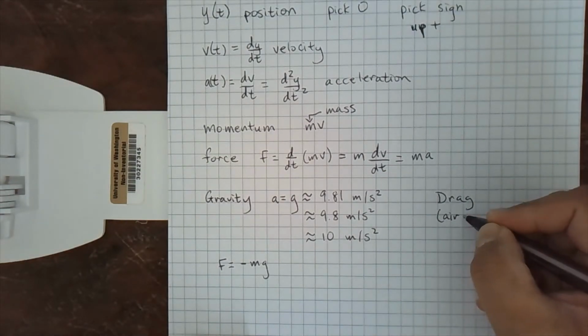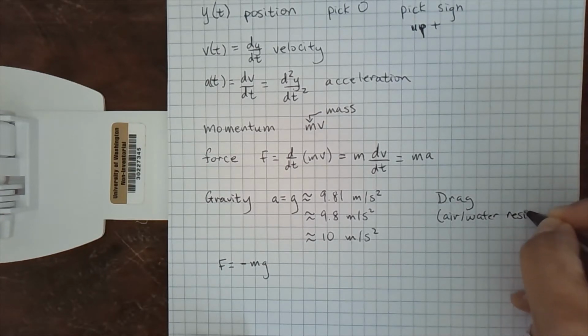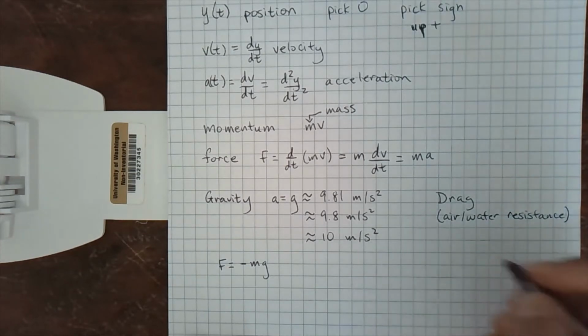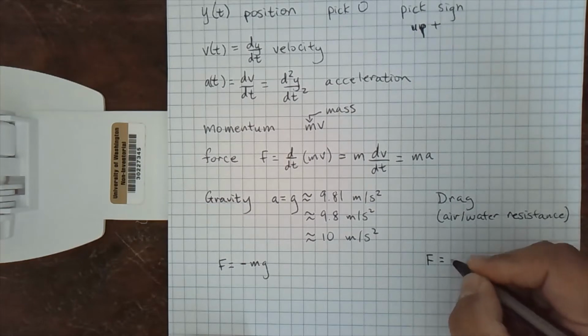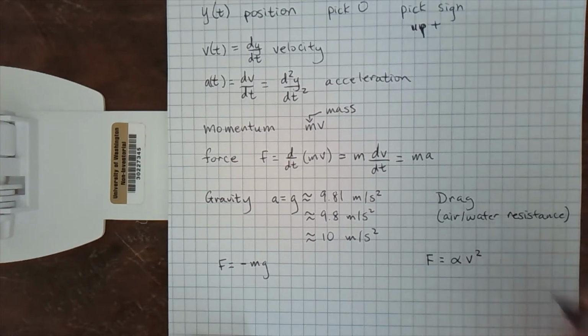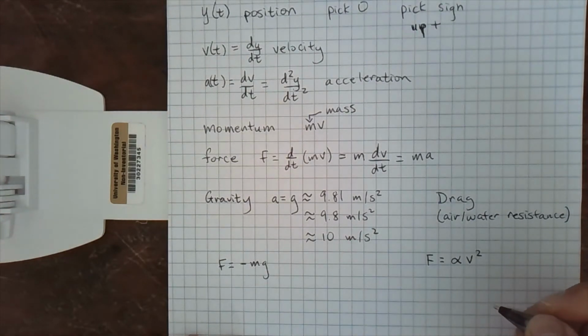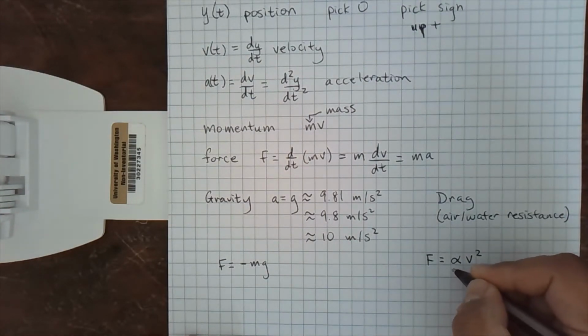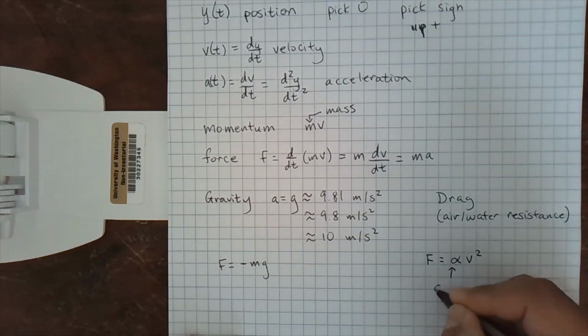Okay, and the other thing that's usually present in vertical motion is drag. That's usually air resistance, sometimes water resistance. You could be in any fluid you want. It can be in molasses. Okay, and that force is given by alpha times v squared. Alpha is some other constant, so it's already dependent on speed, on velocity.